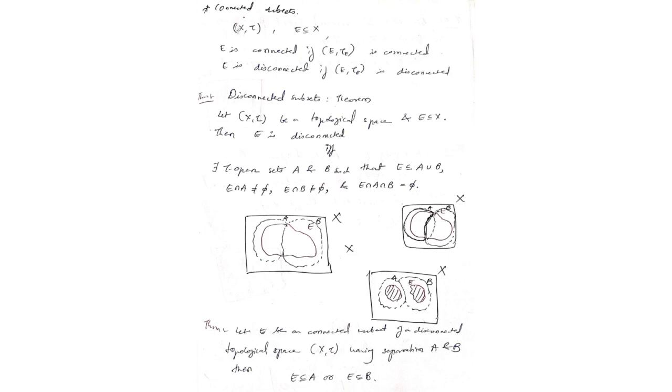First, connected subsets. If you have (X, tau) a topological space and E a subset of X, then we say E is connected if (E, tau_E) is connected, and E is disconnected if (E, tau_E) is disconnected. Now, you have seen one theorem on disconnected subsets. Let (X, tau) be a topological space, and E a subset of X. Then E is disconnected if and only if there exist tau-open subsets A and B such that E is a subset of A union B.